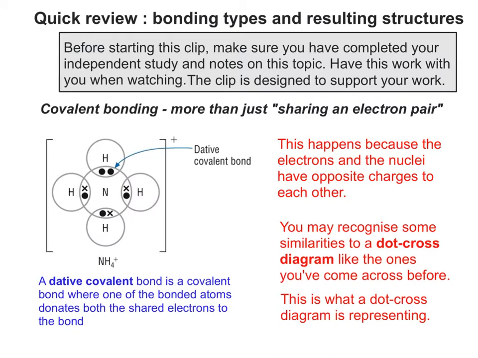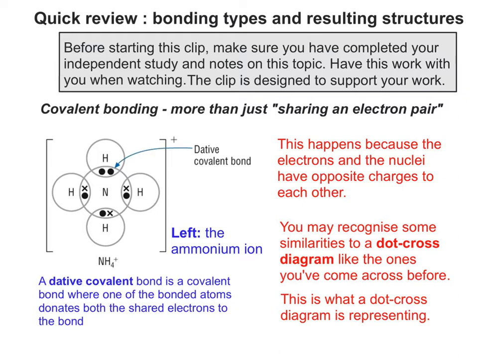Now, a slight variation on the covalent bond is a dative covalent bond. The only difference here is that one of the bonded atoms donates both the shared electrons to the bond. The example we have here is called the ammonium ion.